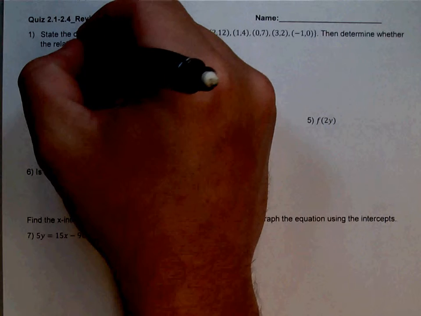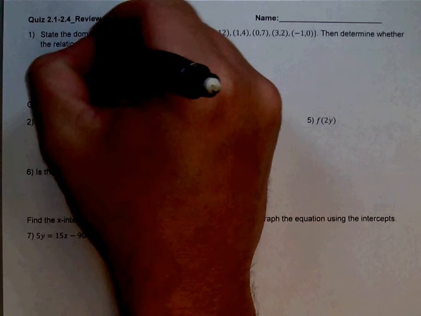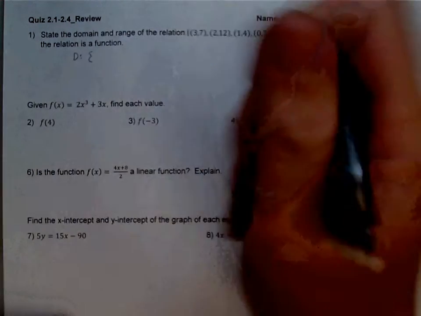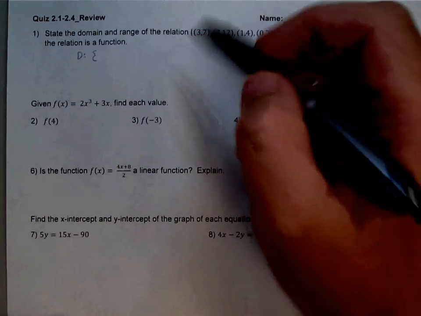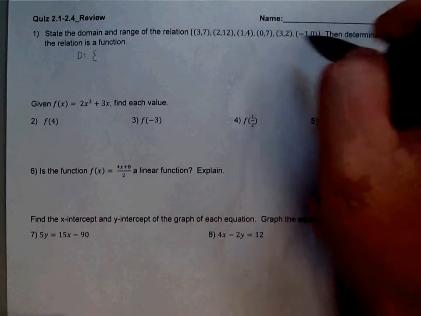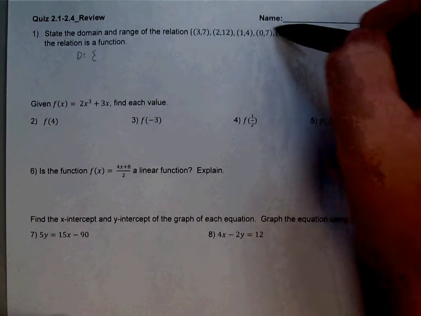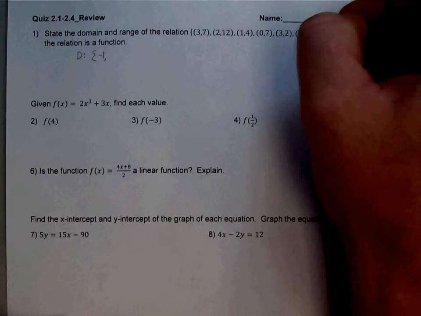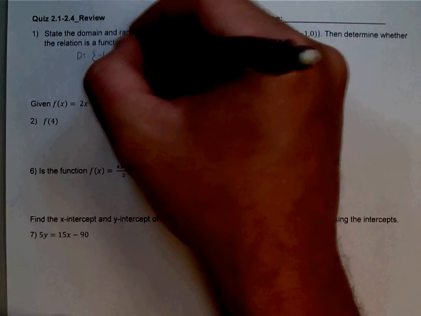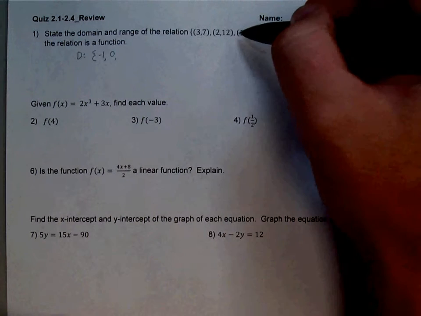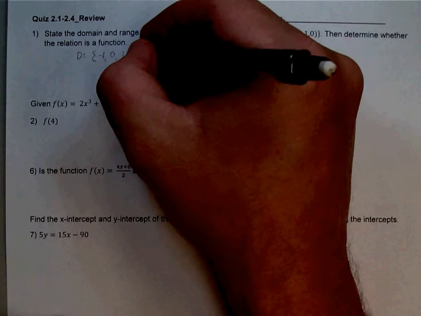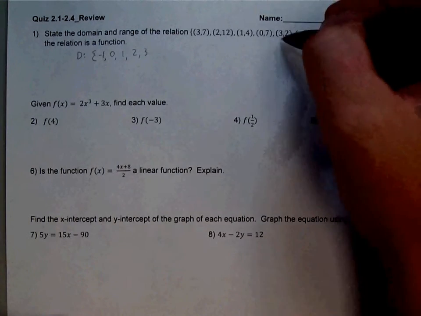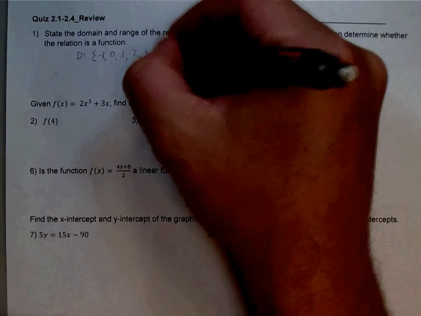Alright, number one, domain and range. So for the domain, we just have to list, those are my brackets there. In brackets, I'm just going to list my x values. I'm going to go from least to greatest. So it looks like my smallest is -1. And then it goes 0. Looks like 1, 2, and 3. 3 happened twice, but you don't list it twice. It's only the domain once.